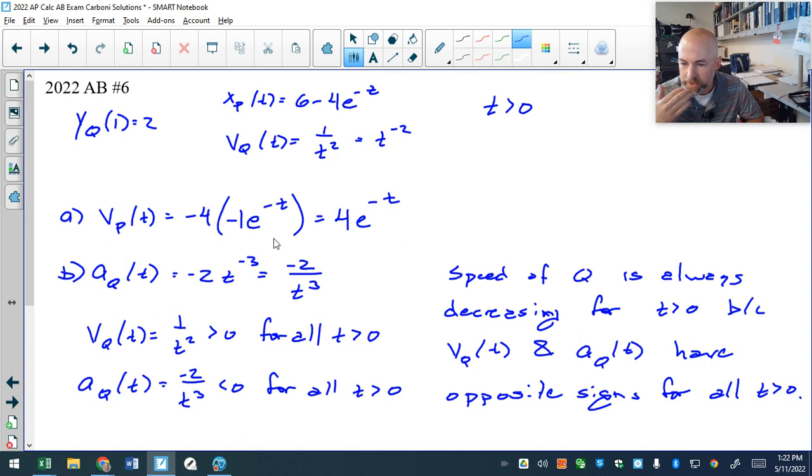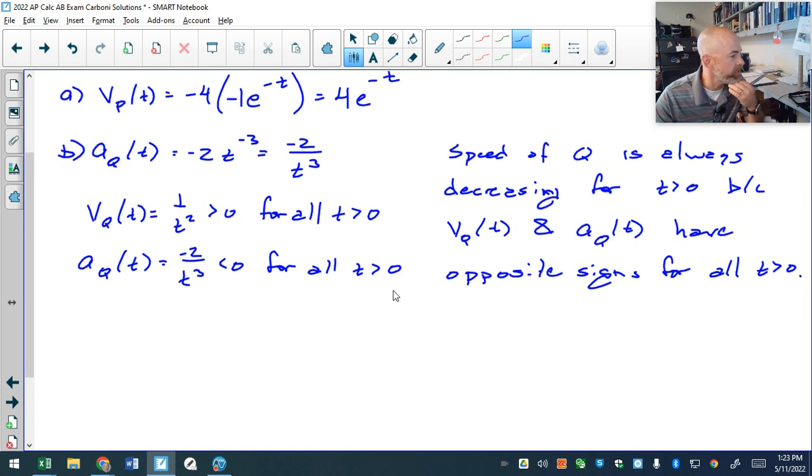I was expecting, when they say find the times for t, I was expecting speed to decrease only from like 0 to 6 or something like that. I wasn't expecting it to be for every t greater than 0. But that's how it works out, apparently, unless I brain farted that somewhere. All right, moving on to C.